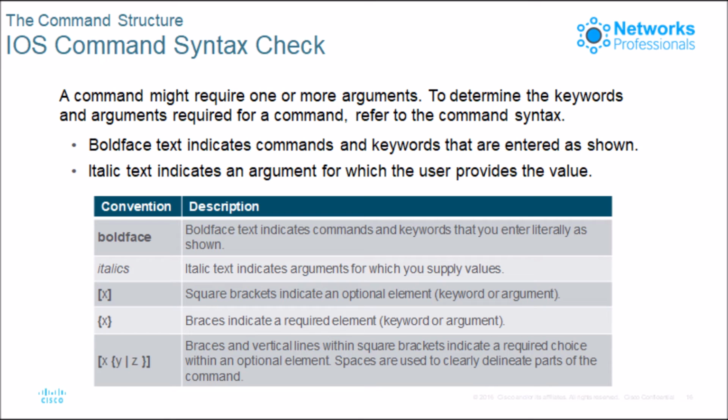For instance, the syntax for the description command is description string. The argument is a string value provided by the user. The description command is typically used to identify the purpose of an interface. For example, the command description connects to the main head office switch describes the location of the other device at the end of this connection or interface.